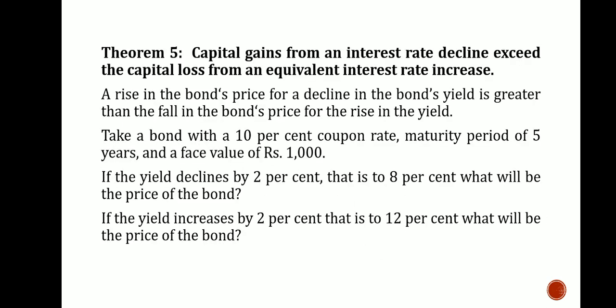Next is theorem 5. Capital gains from an interest rate decline exceeds the capital loss from an equivalent interest rate increase. A rise in the bond's price for a decline in the bond's yield is greater than a fall in the bond's price for a rise in the yield. Whenever the yield increases, the bond price decreases and vice versa. There is an inverse relationship between the bond price and yield.